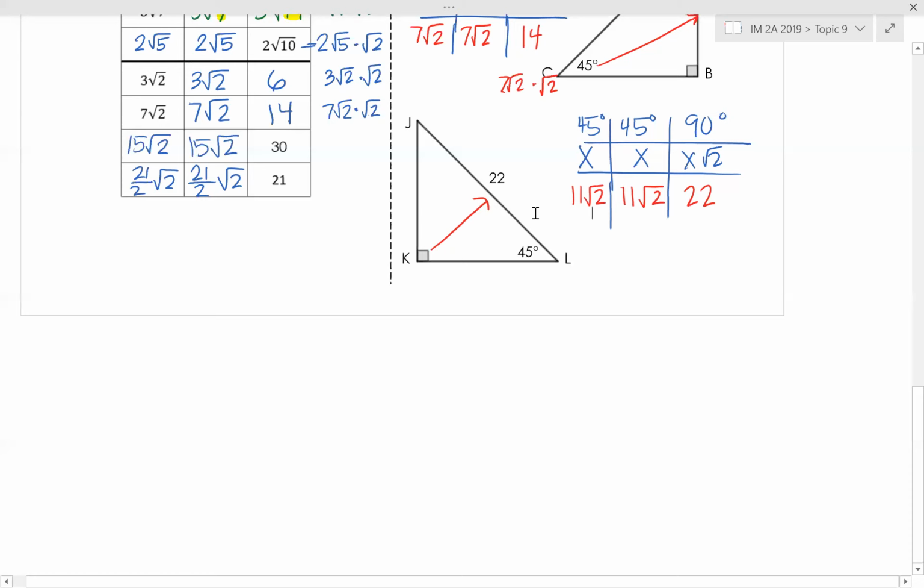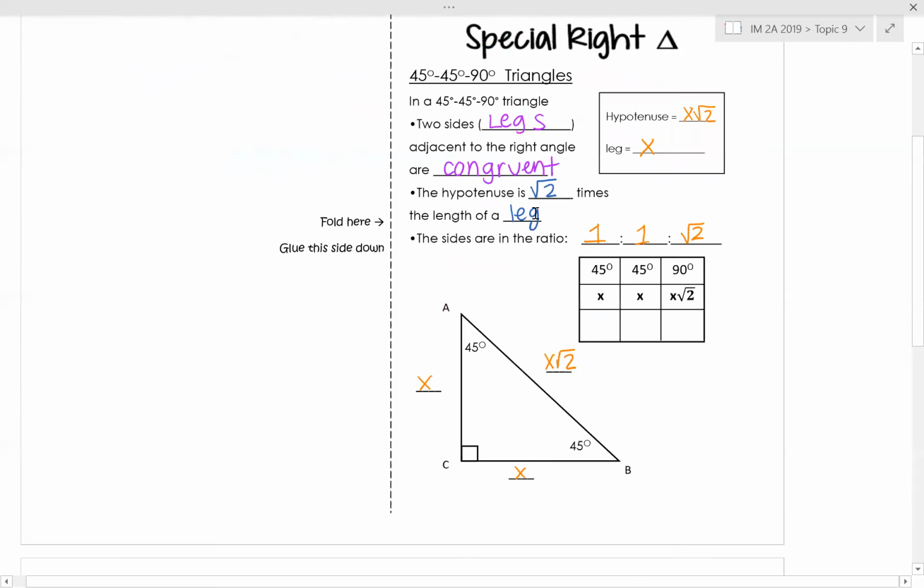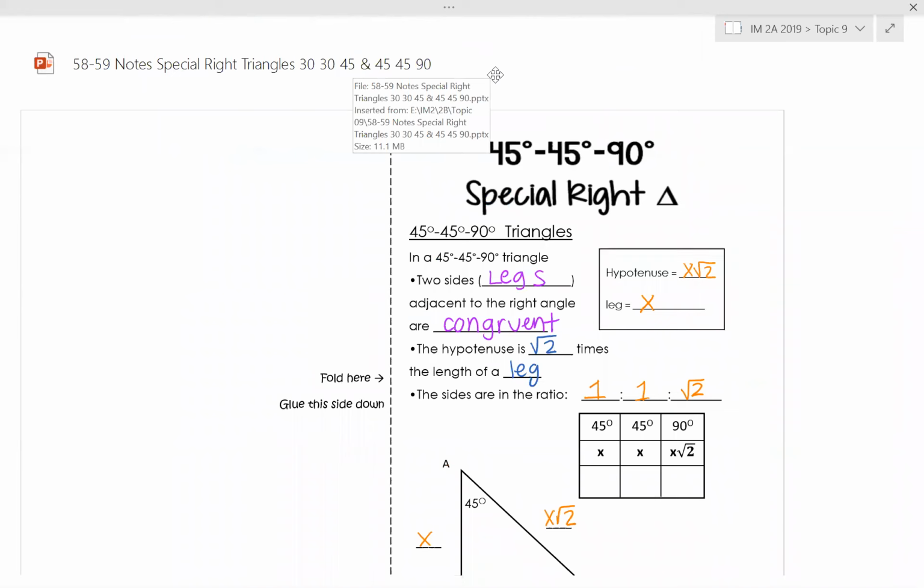So this pattern is a 45, 45, 90 right triangle. In the next lesson, we're going to look at a 30, 60, 90 right triangle. So there will be 2 patterns in this unit that we will be talking about for these concepts.